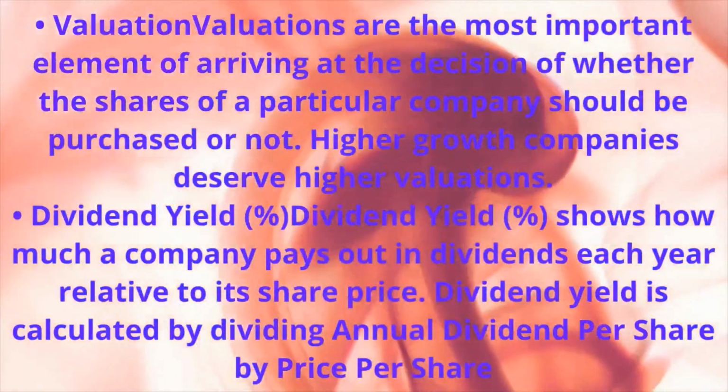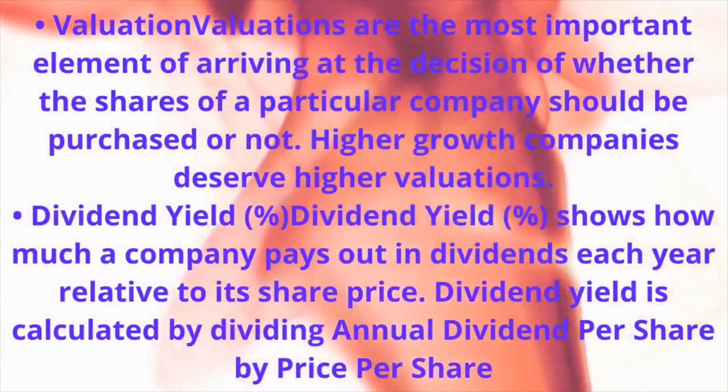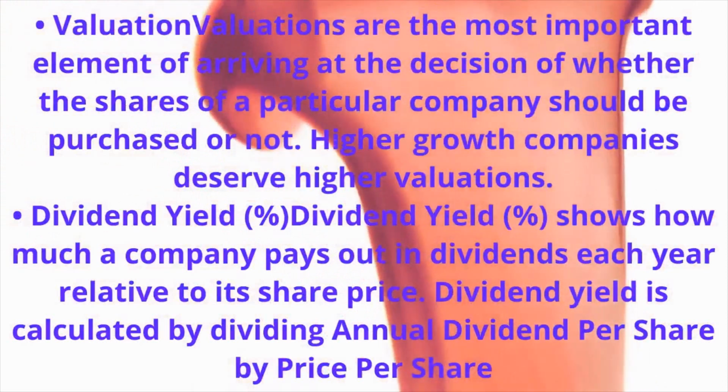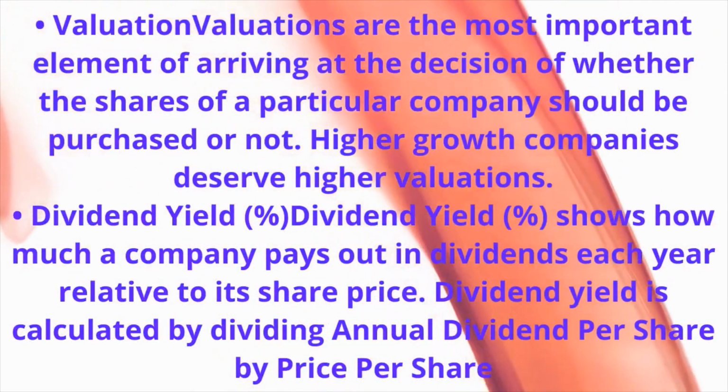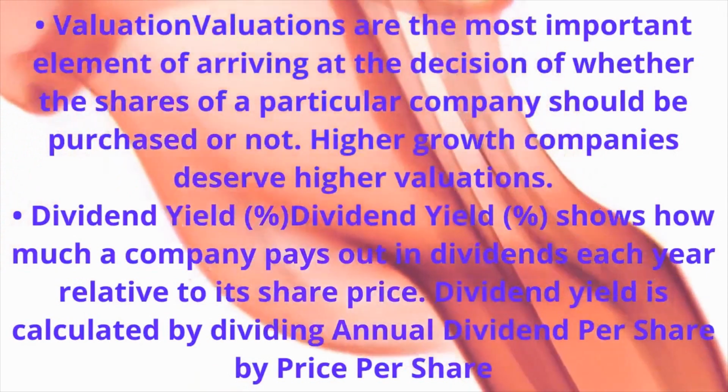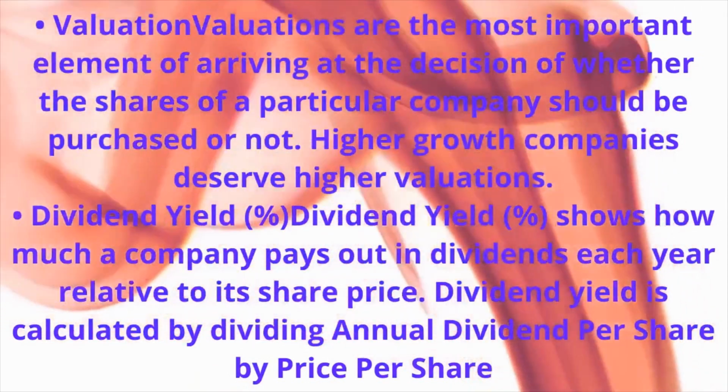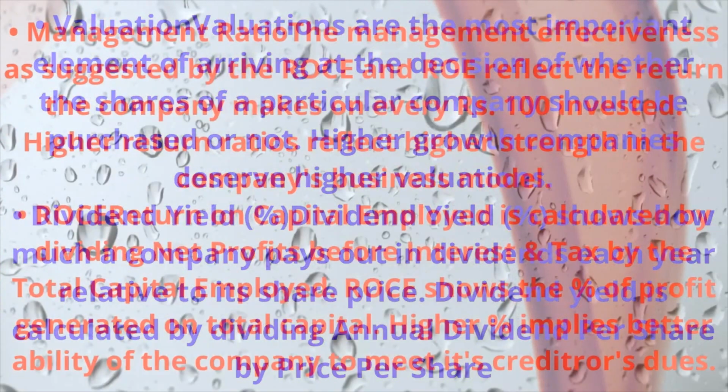Dividend yield percentage. Dividend yield percentage shows how much a company pays out in dividends each year relative to its share price. Dividend yield is calculated by dividing annual dividend per share by price per share.